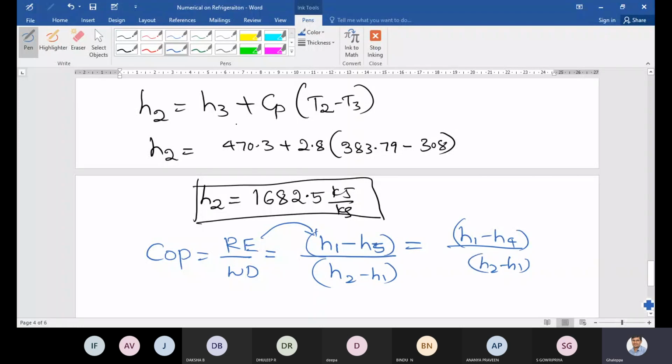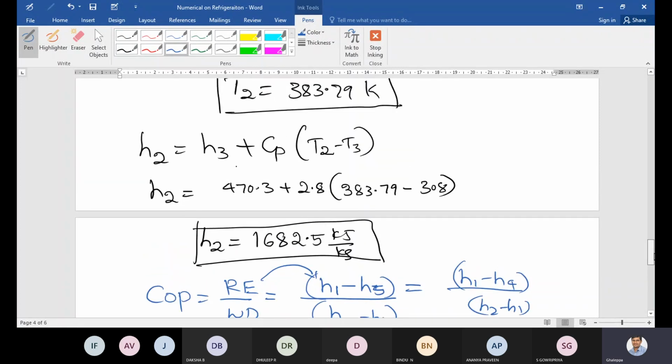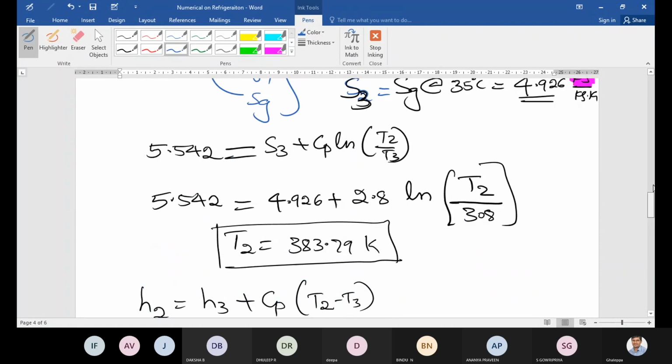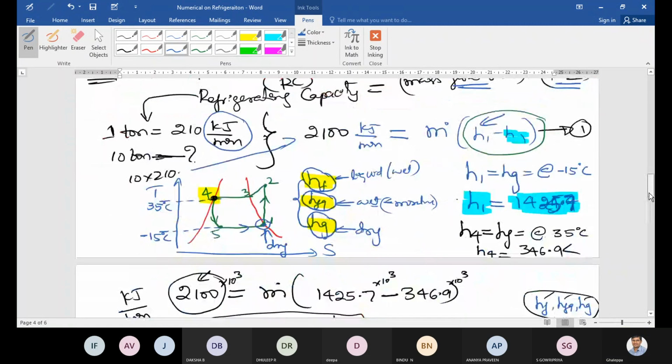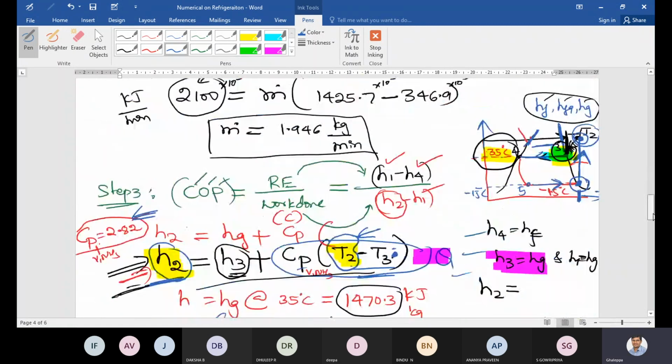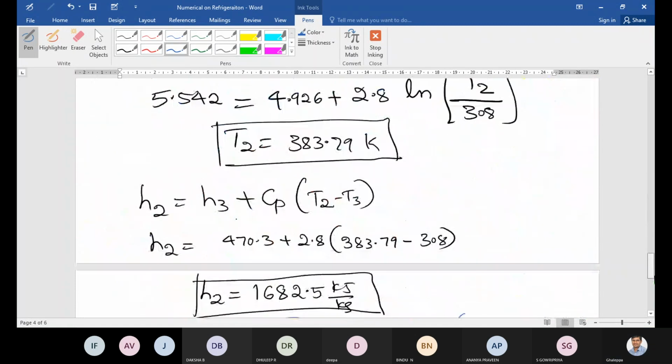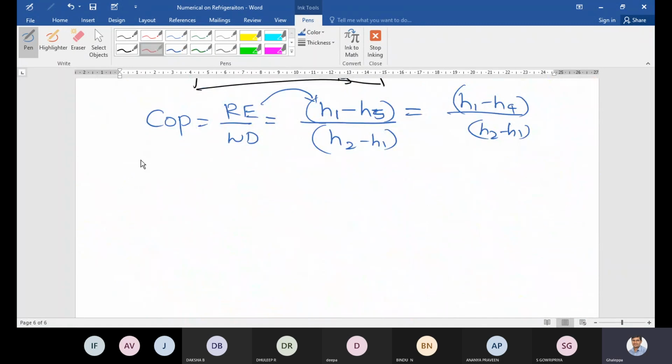So substitute all the values. And one hint I gave you. How much will be the value of COP? Less than 1, greater than 1? Value of COP should be less than 1 or greater than 1? Value of efficiency will be less than 1 or greater than 1? Efficiency is less than 1. COP should be greater than 1. Opposite to each other.